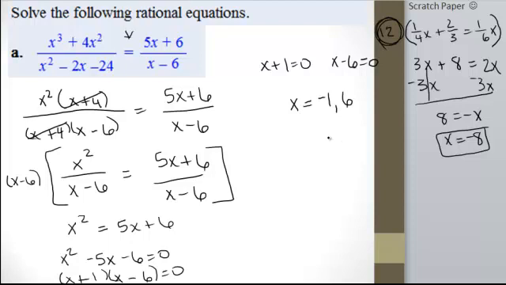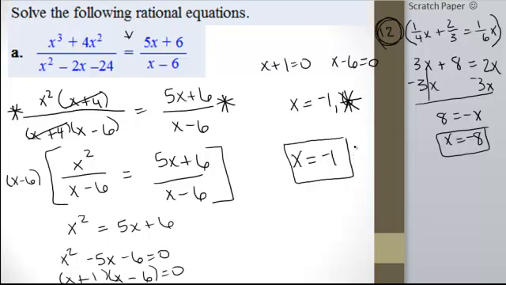Now don't forget to go back and check your answers. Go back to where we had the factored form, this step right here. If you plug a -1 in here, those sides will be equal to each other. However, what if you plug in a positive 6? I guess what I really want you to see is right here. If you have 6 minus 6, then you have 0 in the denominator. And you're not allowed to have 0 in the denominator. So this particular answer is not one of the solutions. So x equals -1 is the only solution to this rational equation.